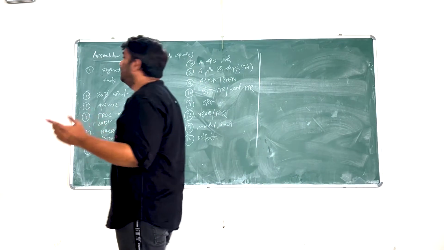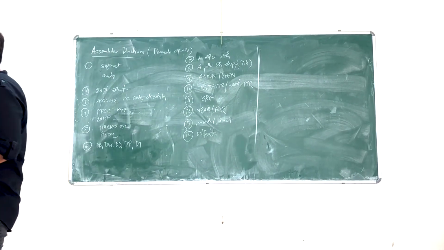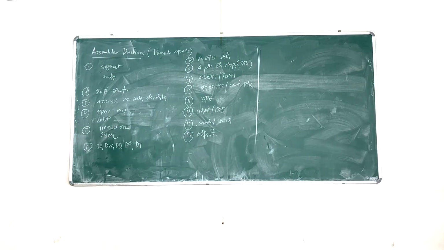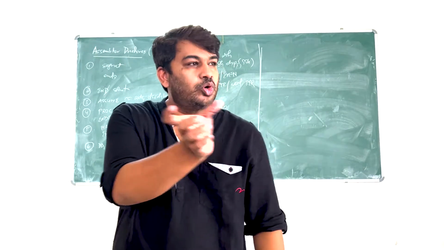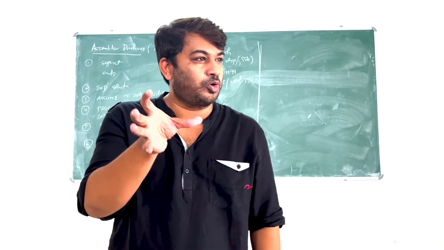Today we are going to learn assembler directives. Okay. Now, what are assembler directives? It is also called pseudo opcode. Now, as the name suggests, pseudo opcode. So it does not have an opcode, right?